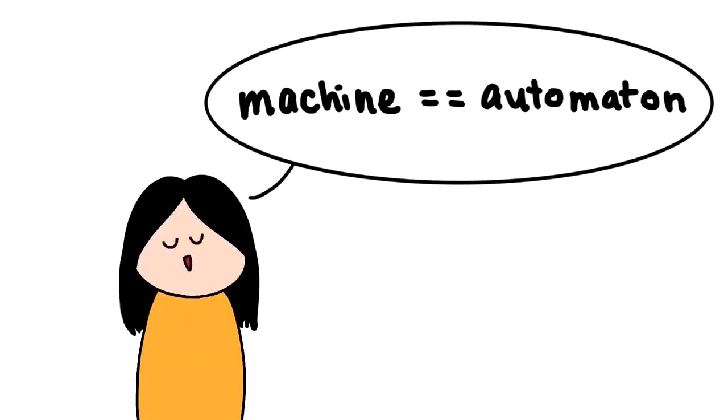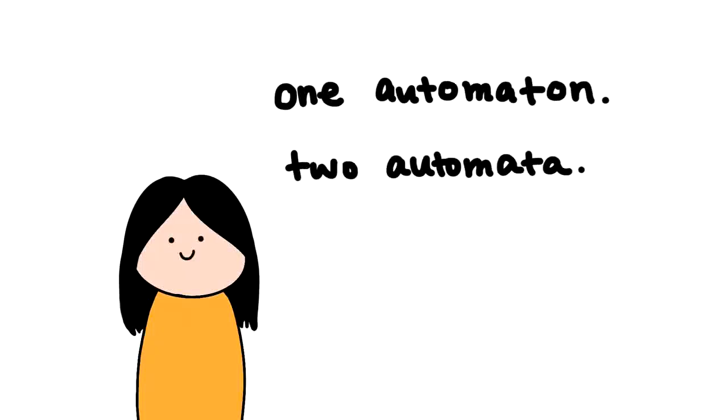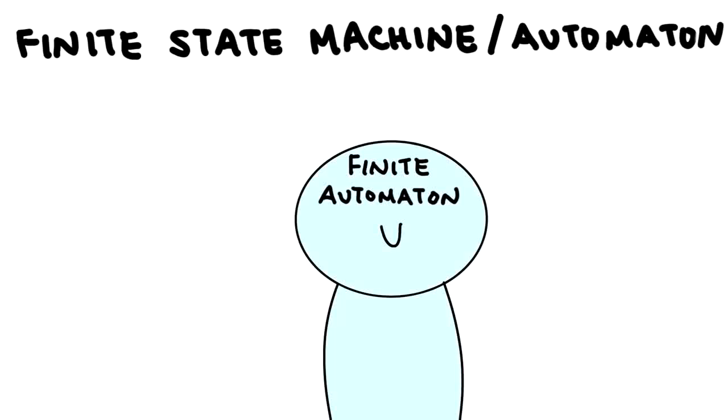A quick note before we get started. I will use the term machine and automaton interchangeably. They do mean the same thing, and the plural of automaton is automata. A finite state machine, also known as a finite automaton, is the simplest computational model we can construct.